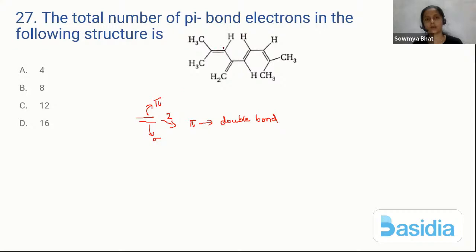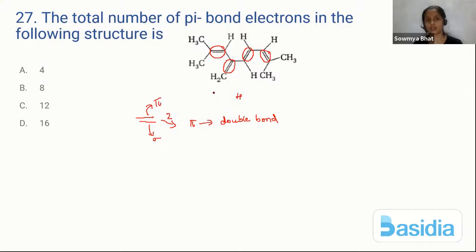Just check where are the double bonds. Here there is one double bond. Here there is one double bond, out of which one would be sigma, the other would be pi. So here there is a double bond, here there is a double bond. So how many double bonds are there? There are 4 bonds. Immediately what you are going to do? Tick 4. That's option A.